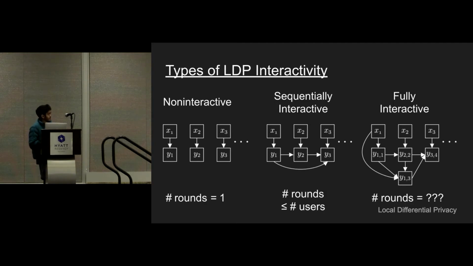In non-interaction, there's one round. In sequential interaction, the number of rounds is at most the number of users, because in each round, at least one person speaks, but also each person speaks at most once. In the fully interactive model, we just have no a priori bounds on the number of rounds. It could be 1, it could be 50, it could be some huge number. We don't know.